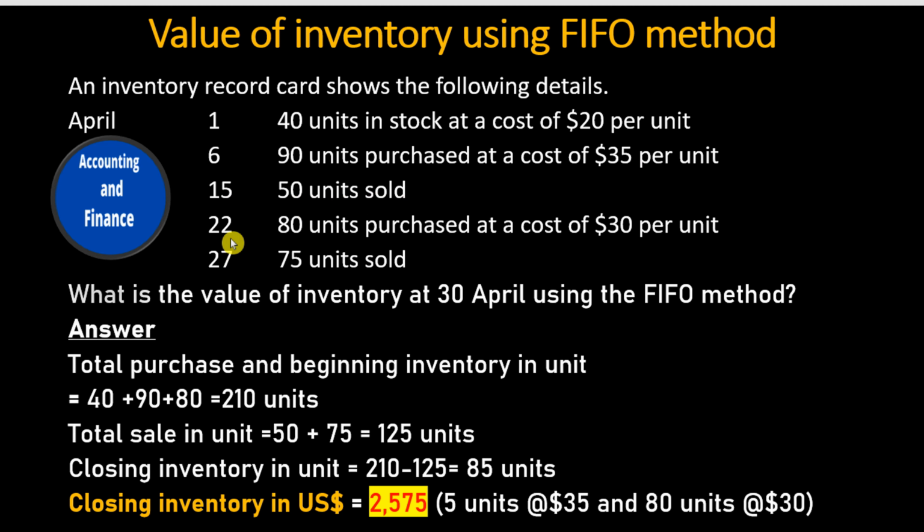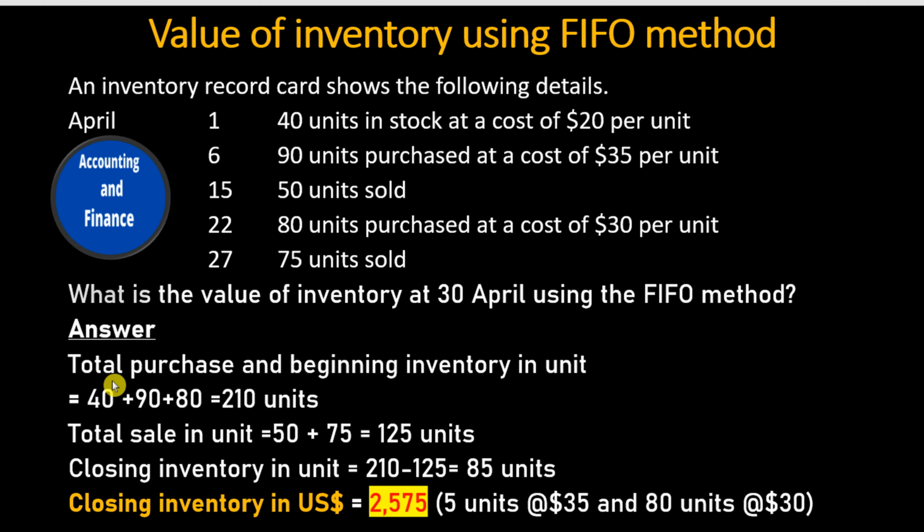April 22nd, 80 units purchased at a cost of $30 per unit. April 27, 75 units sold. What is the value of inventory at 30 April using the FIFO method?